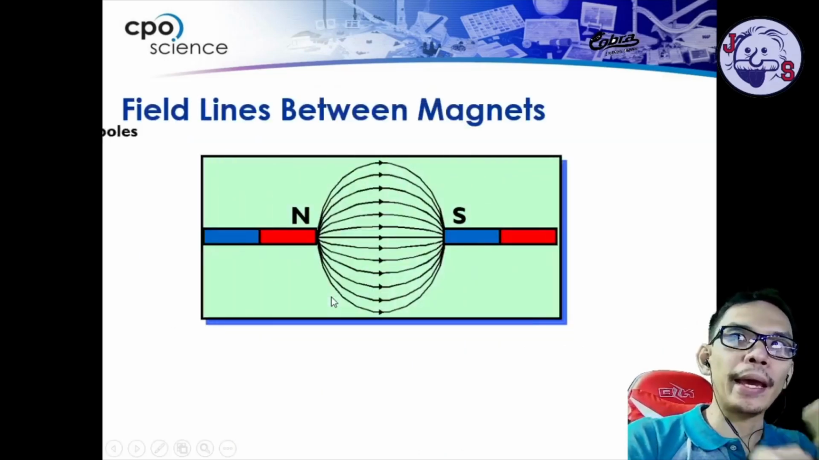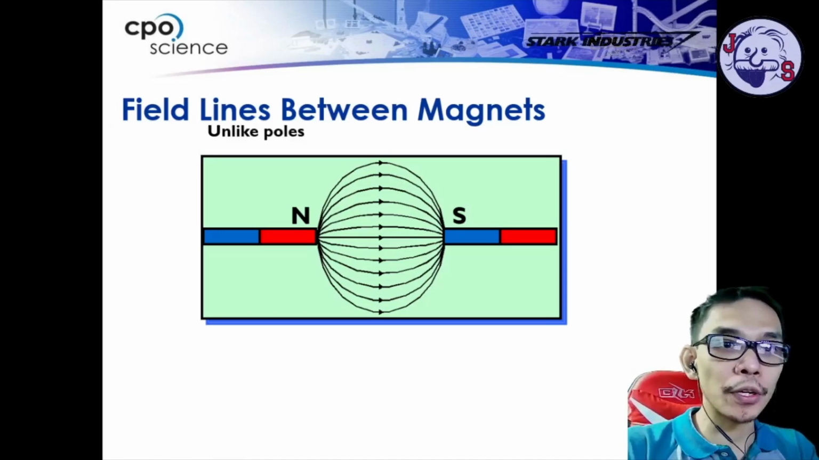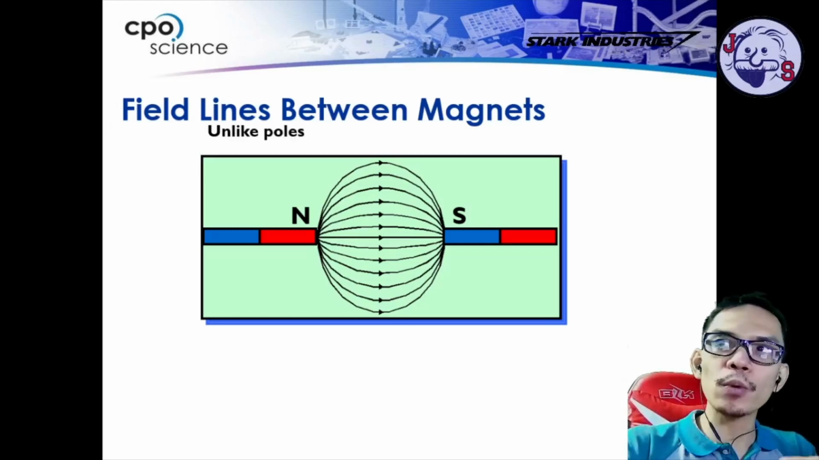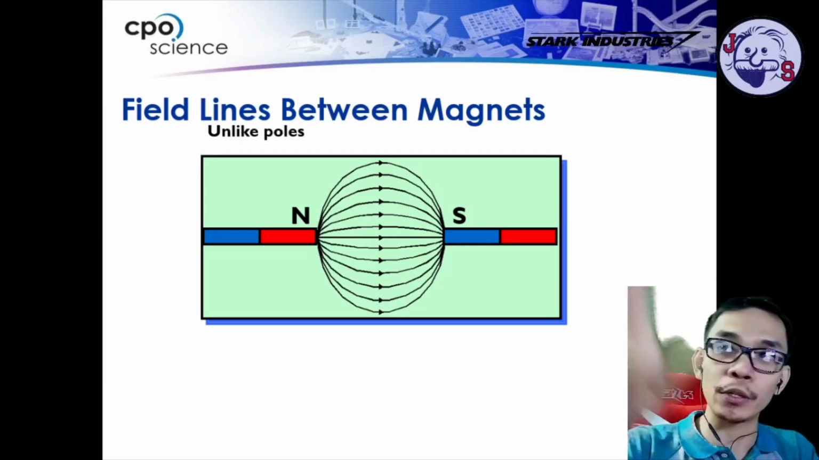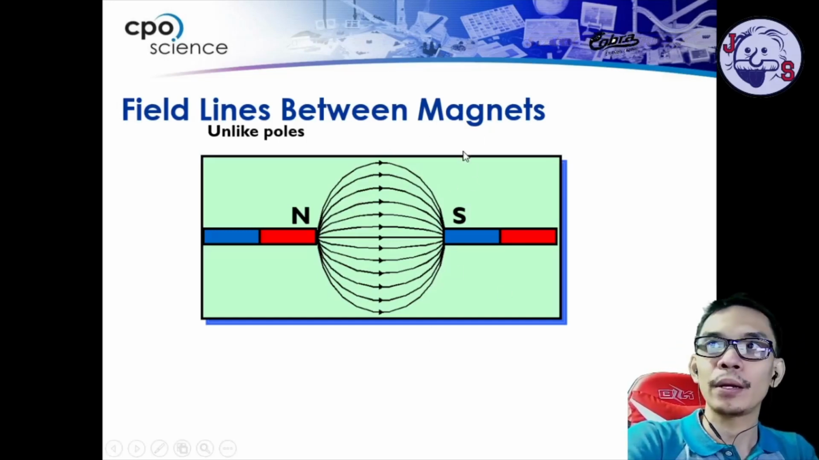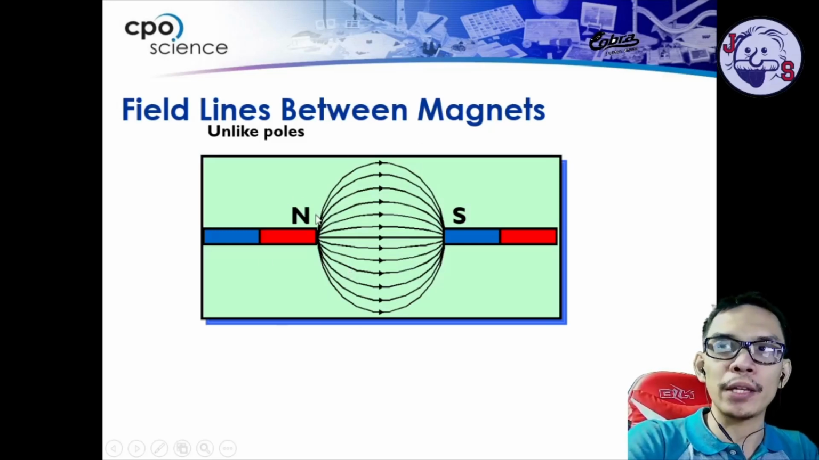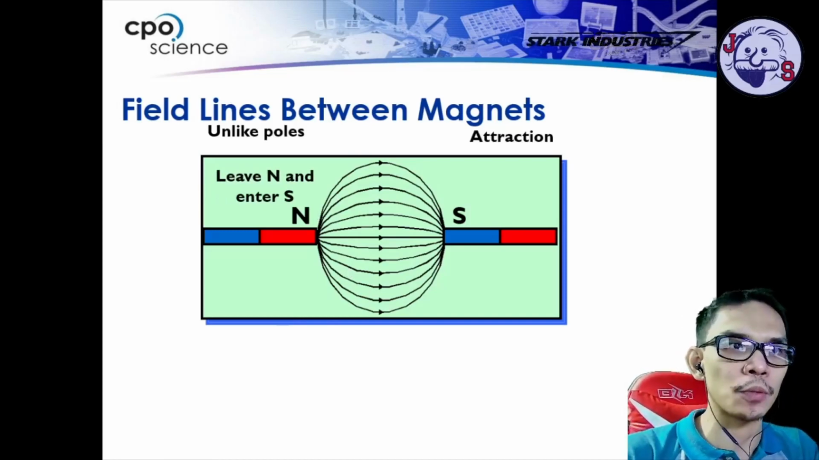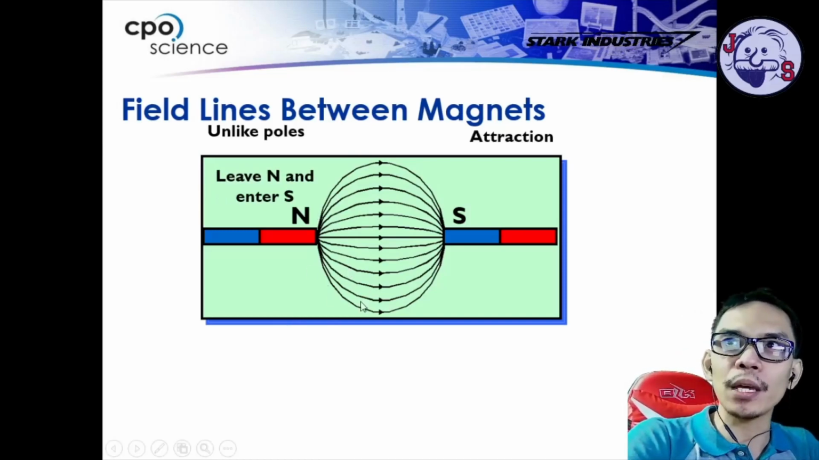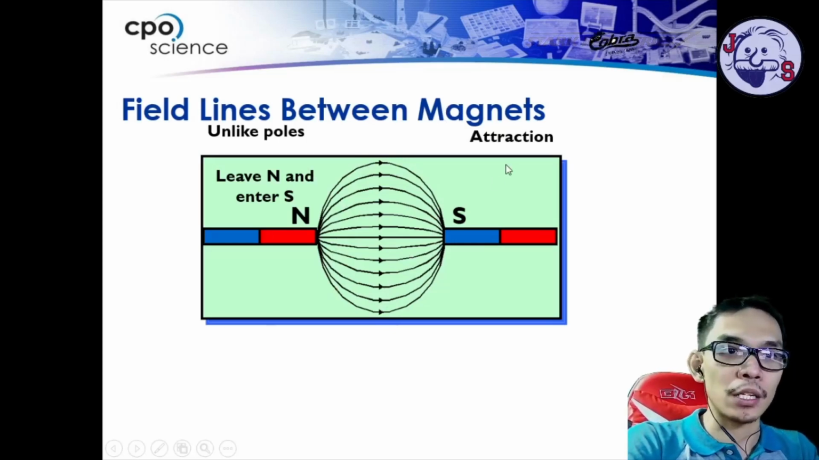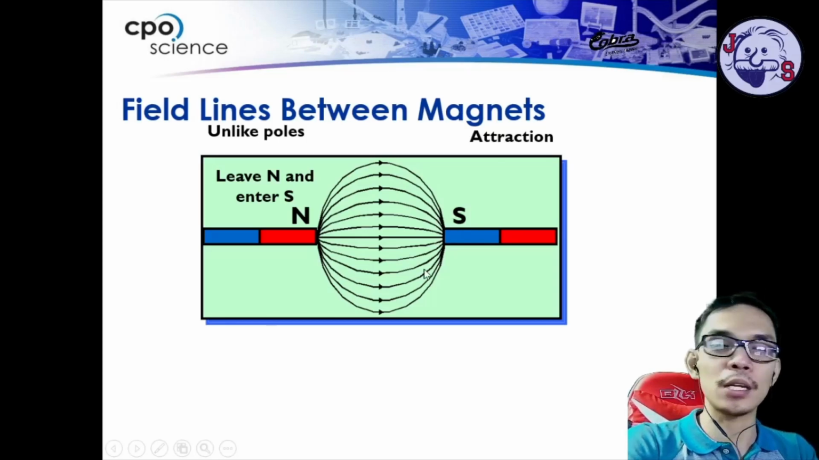Whenever a magnet encounters another magnet, in this situation we have two different poles, the north and south respectively. The magnetic field lines used to look like this. The idea was, the lines leave the north pole and enter the south pole. So if you see the magnetic field interaction looking like this, the two magnets are attracting each other.